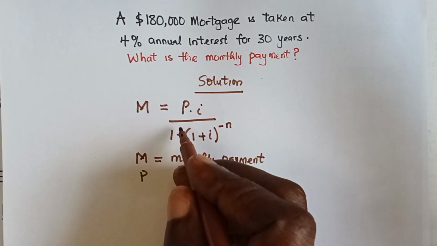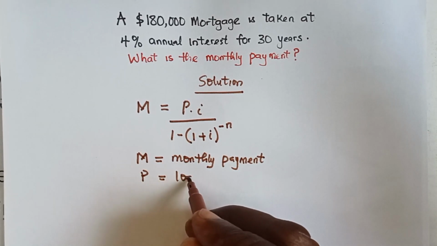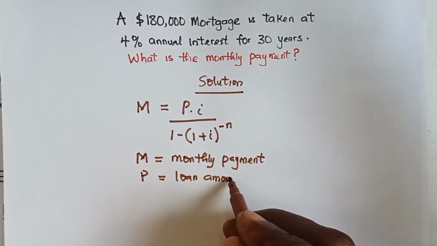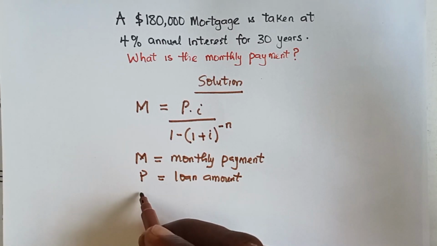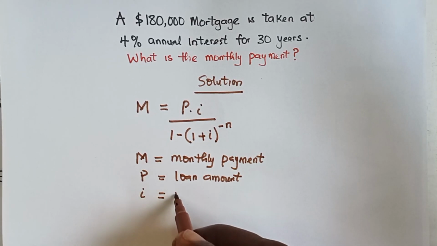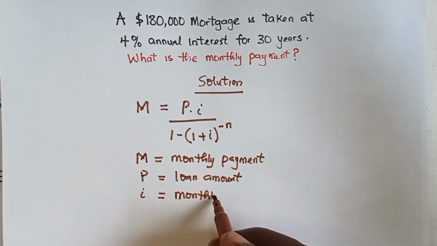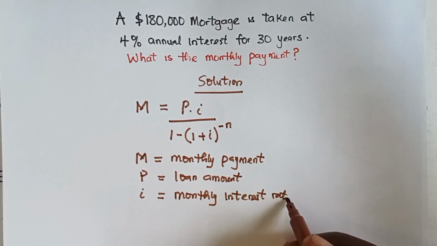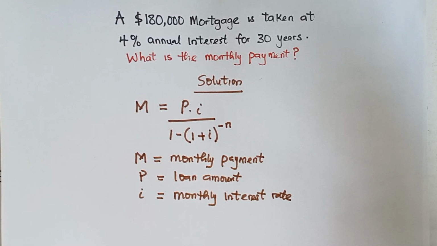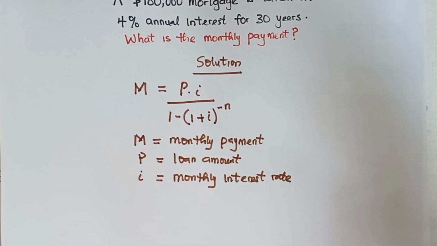We have P. P represents the loan amount, that is the mortgage amount, which is $180,000. What do we have? We have I. I is the monthly interest rate. Alright, so it means that if we have annual rates, we are going to divide it by 12 to give us the monthly interest rate, because we have 12 months in a year.